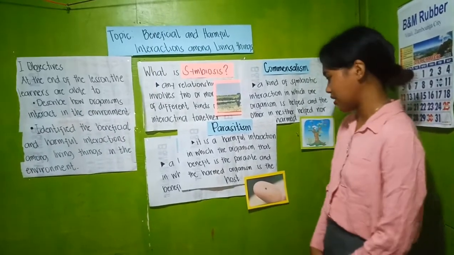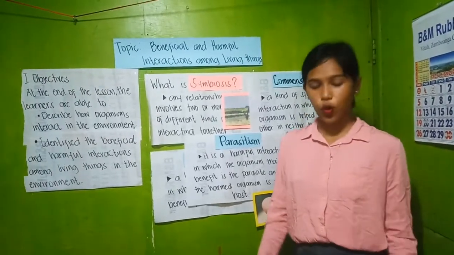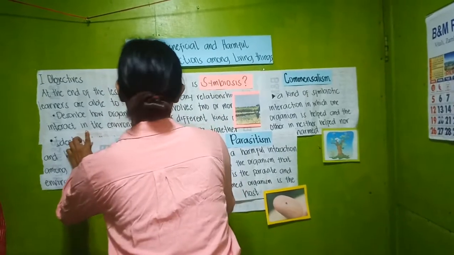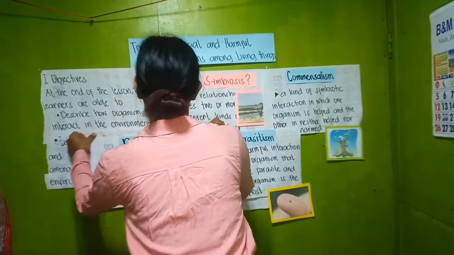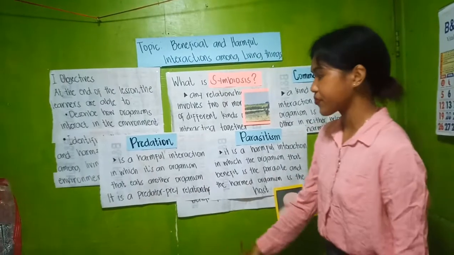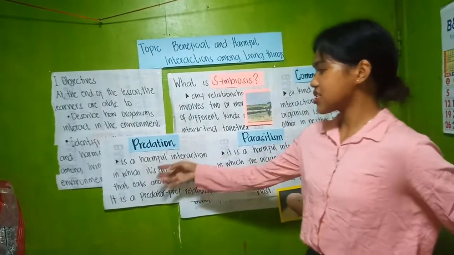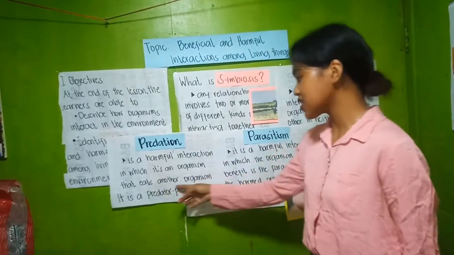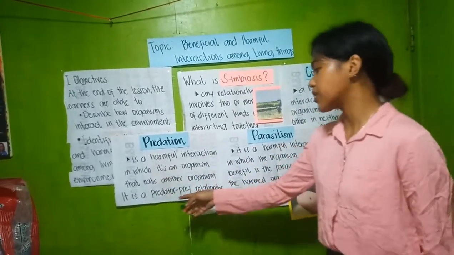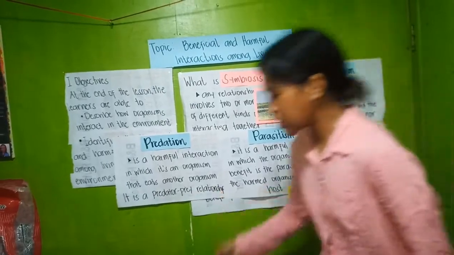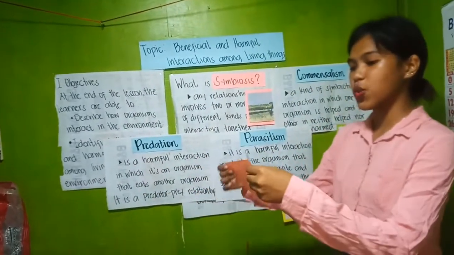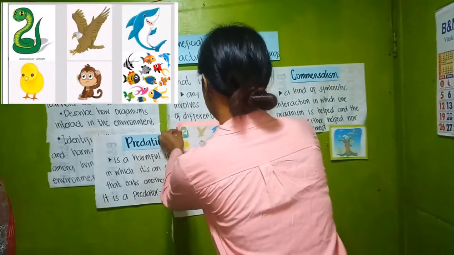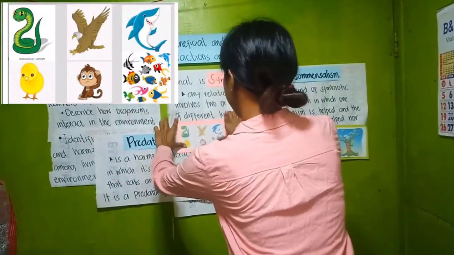Yes, ma'am. Okay. The fourth one is what we call predation. So what's the meaning of predation, teacher? Okay, kindly read. Predation is a harmful interaction in which an organism eats another organism. It is a predator-prey relationship. So I have here an illustration for you to understand it. Okay, here's the example.